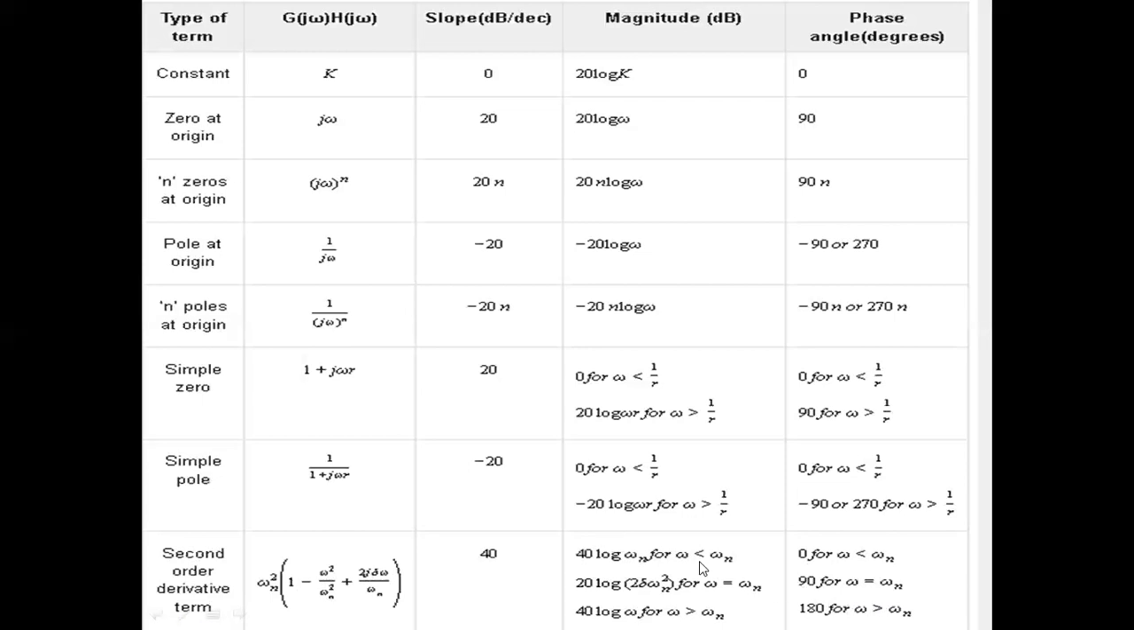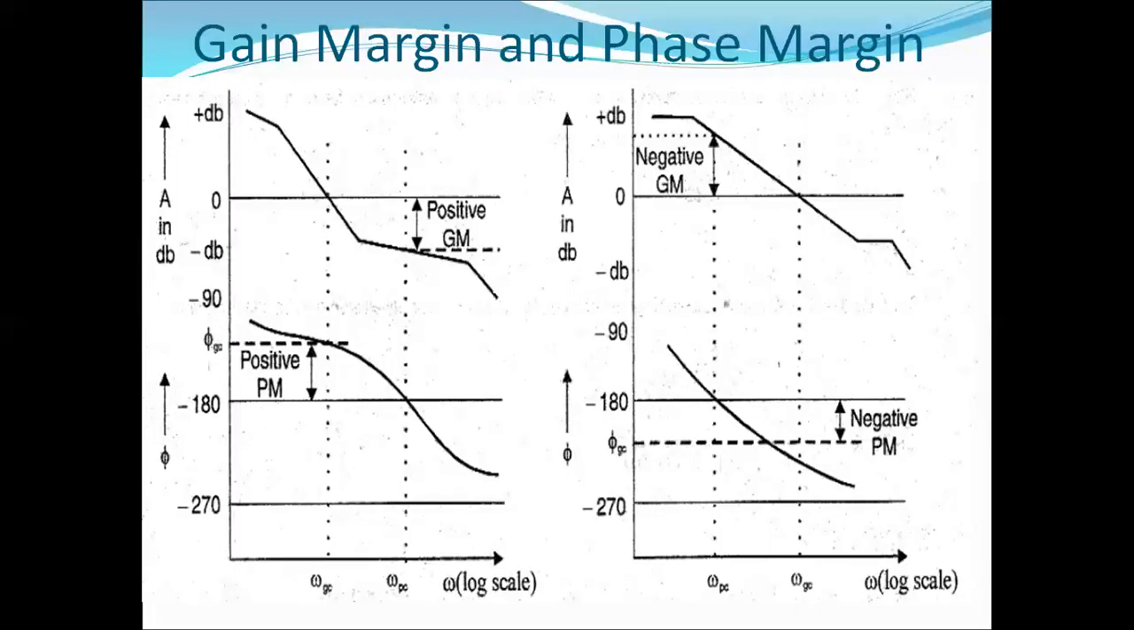Okay, so you can use this table, or you can easily remember. For a 0, it will contribute positive 20 decibel per decade and a phase angle of 90 degrees. And if it is a pole, it will contribute minus 20 decibel per decade and a phase angle of minus 90 degrees. You can use this table for finding the slope and phase angle. And once you have drawn it, this is what I have drawn for a particular problem.